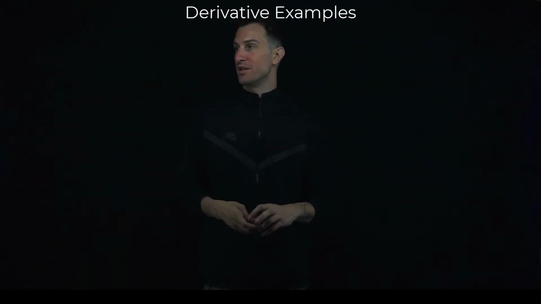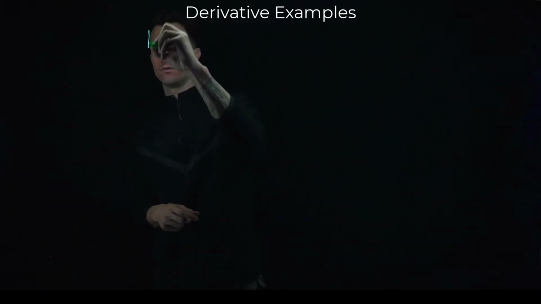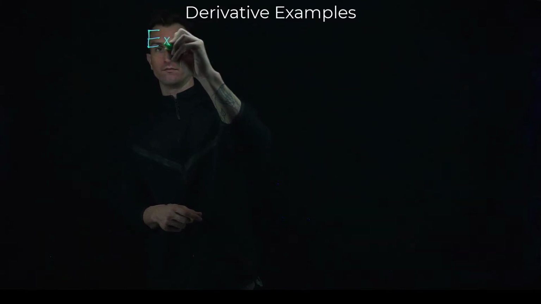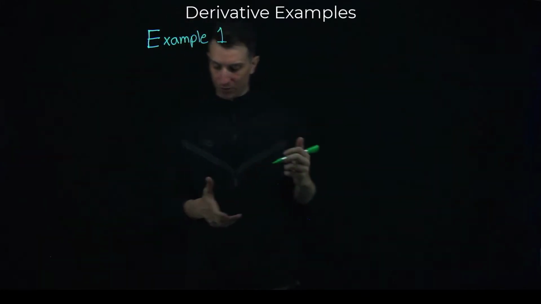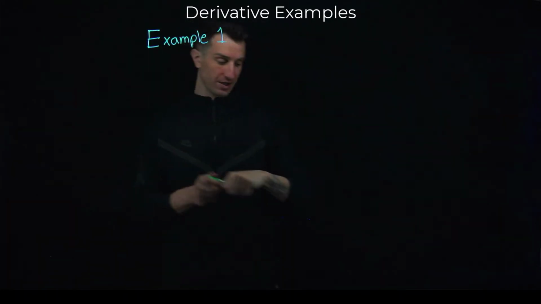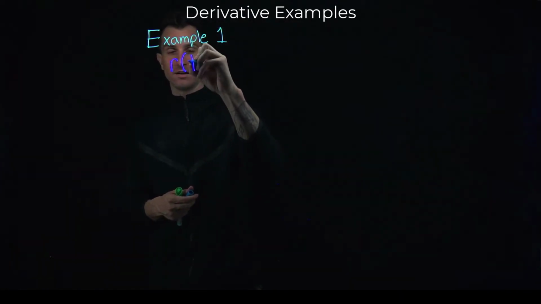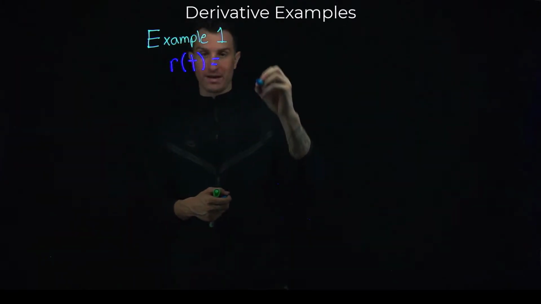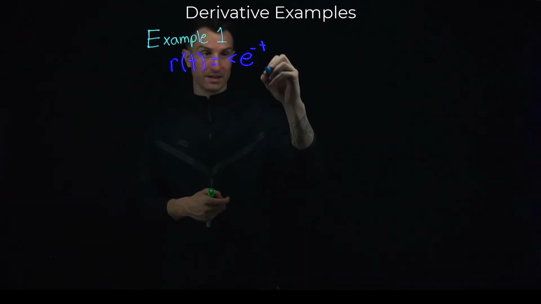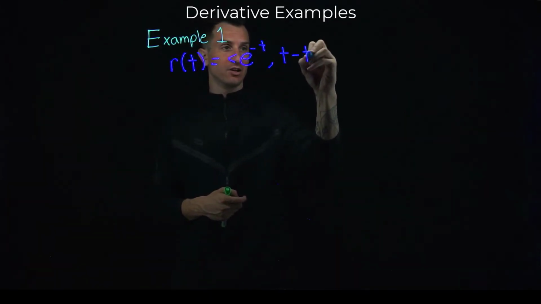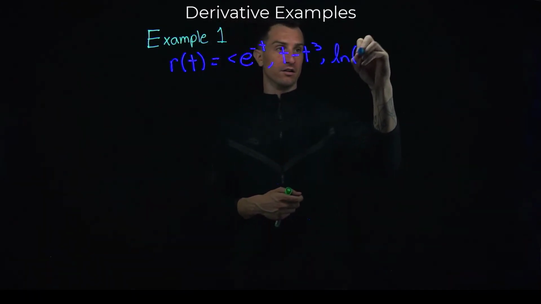Let's go ahead and jump into some example problems. So let's write down example 1. Now our first one is, again, we're just going to find the derivative of our position function here. And so we'll say r of t is equal to, and let's say we have e to the negative t, t minus t cubed, and our last one we will do the natural log of t.